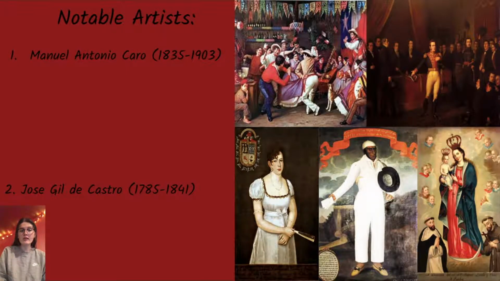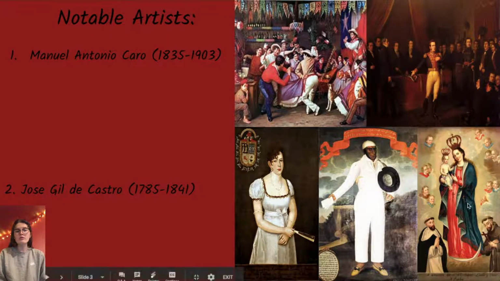Next, we have Jose Gil de Castro. He was an artist that was actually from Lima, but spent many years in Chile, both as a soldier and a painter. He was known for painting eloquent portraits and various religious themes, seen here in the slide. He wanted to create art that displayed the importance of the people and environment that surrounded him day by day.